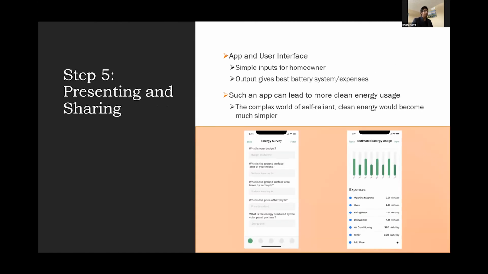And finally, we needed to make it easier for someone who wanted to actually convert to solar power to use this model. So we decided to make a pretty simple app interface that we designed. The homeowner could just go in and put in all the data, like the budget and the surface area and how much energy they use. And then the system would essentially just give out which battery system is the best, how much it would cost, how much area it would take up, and it would also rank all the battery systems. Having an app like this would make it a lot easier for someone who wants to convert to solar energy to actually do so.